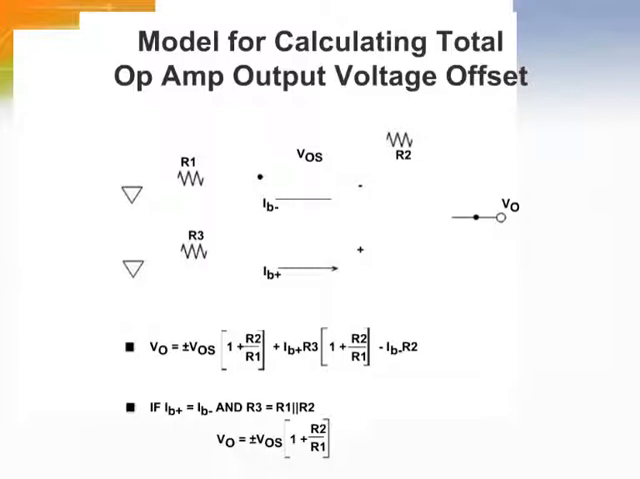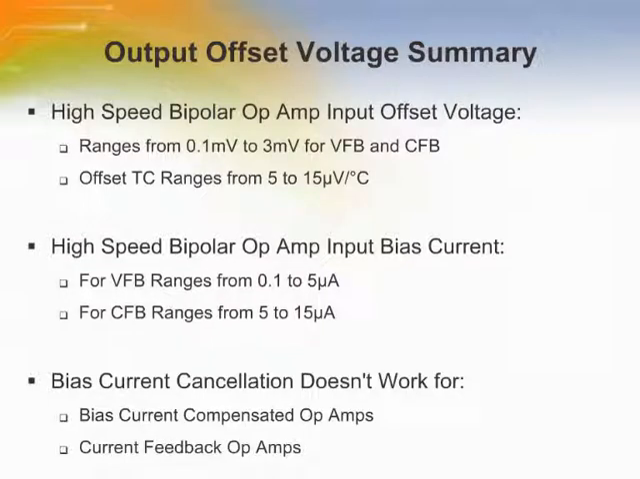Again, remember that R2 divided by R1 plus 1 is the noise gain of the amplifier. If larger values of resistors are used, then it will incur large offset voltages at the output. The output offset voltage due to the input bias currents can be nulled by making the effective source resistance R3 equal to the parallel combination of R1 and R2. Here is a summary of the input offset voltages and the offset currents in high-speed op-amps.